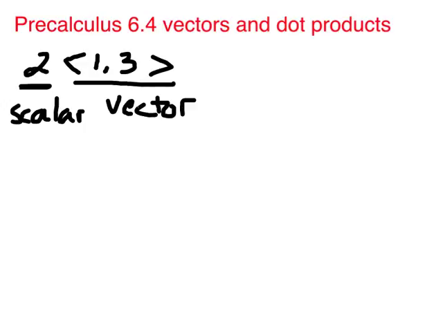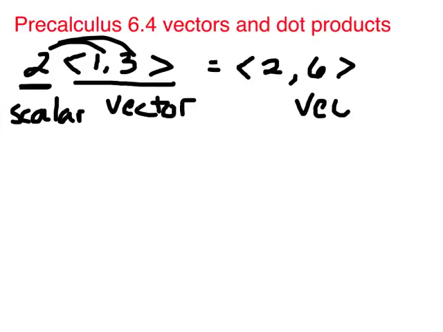It's written in this form. It doesn't have the i's and j's, but that's okay. So I could multiply that, and I get a vector out of it because I just say, well, 2 times 1 is 2. You're just distributing, aren't you? 2 times 3 is 6. I get a vector out of that.